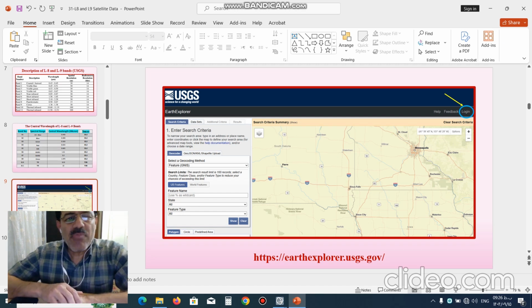But on this slide, if we need Landsat data or Landsat images, we can use this site, USGS, United States Geological Survey, and this website address is earthexplorer.usgs.gov. At first we can log in and register on this site, and after that we can download satellite data, Landsat 8 or Landsat 9 or other Landsat data, from this site, USGS Earth Explorer.